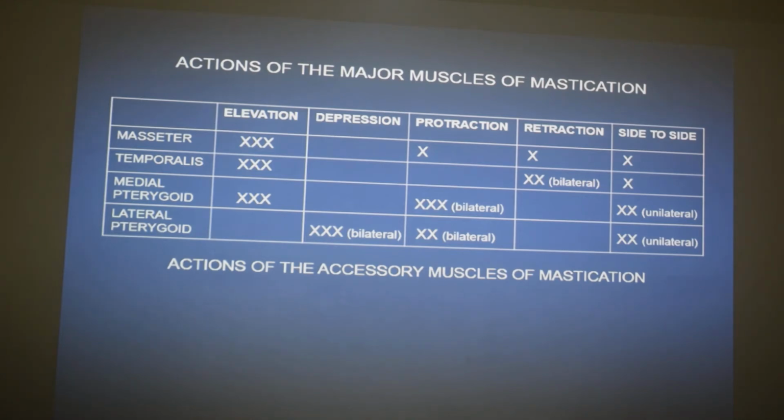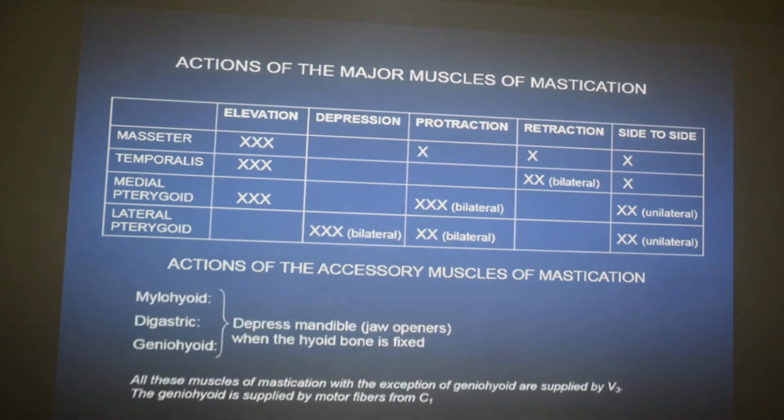So this is alternate contraction. So that's why it is written unilateral. So you have one side medial pterygoid contracting, the other side lateral pterygoid contracting. So alternate contraction will result in side-to-side movement. Accessory muscles we have written that depress the mandible when the hyoid bone is fixed.